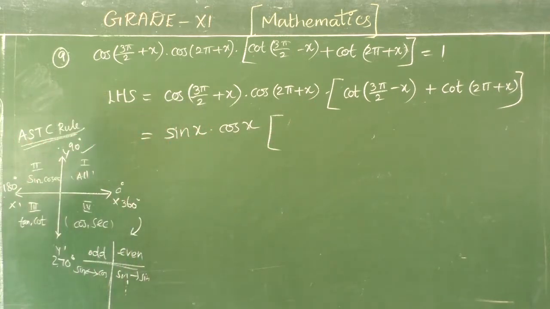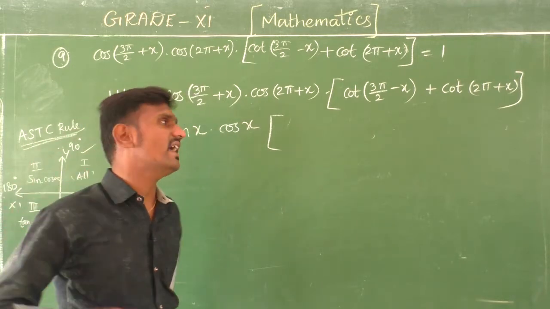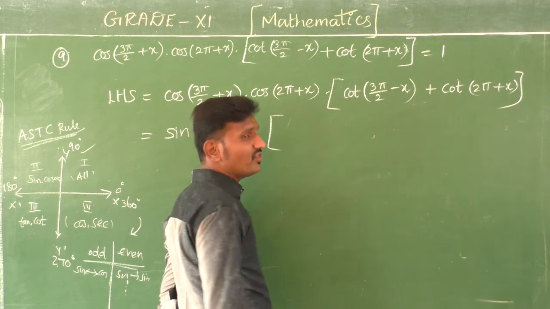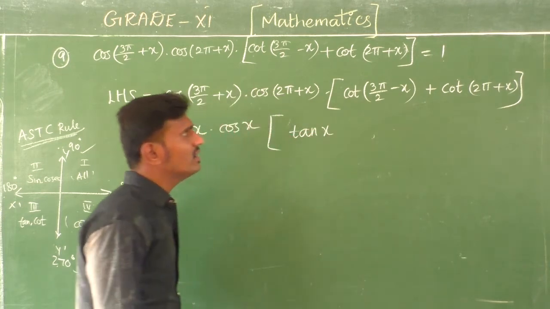Okay, now coming to the bracket side. Here also 3π/2 is 270. So cot(270 minus theta): which quadrant does it contain? Third quadrant. From the third quadrant, tan and cot are positive. This is an odd function, so it will convert tan to cot and cot to tan. So the given cot(3π/2 − x) will become tan x.